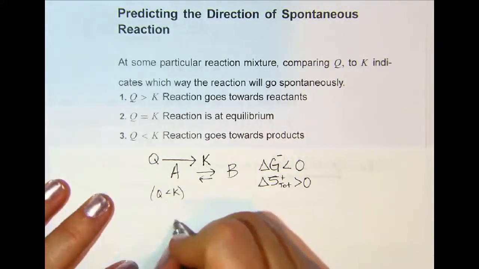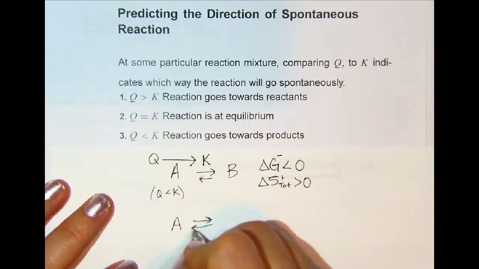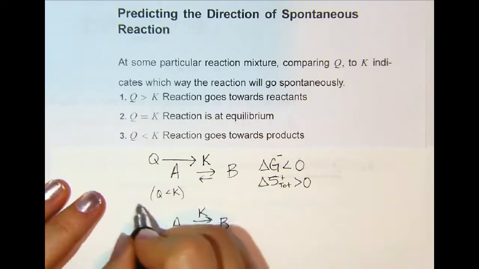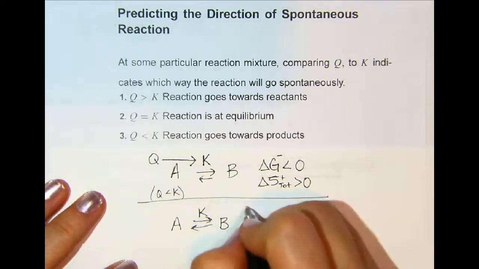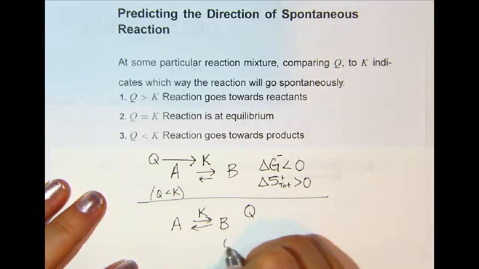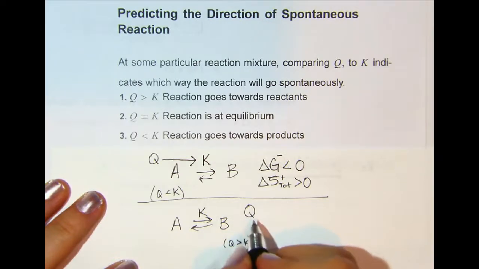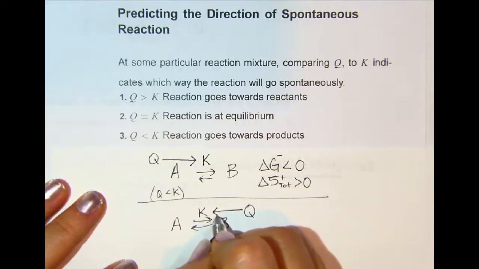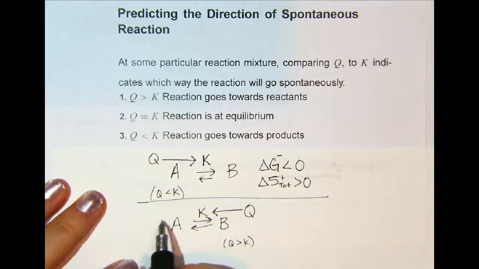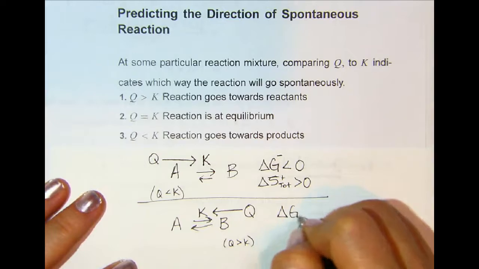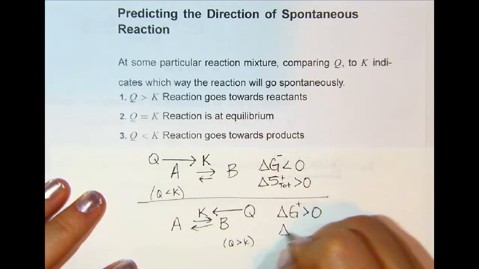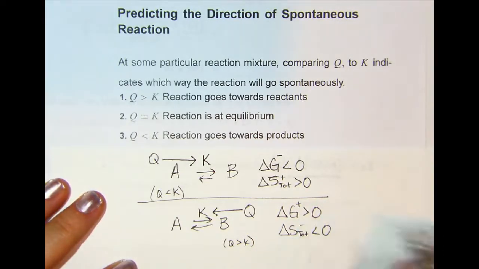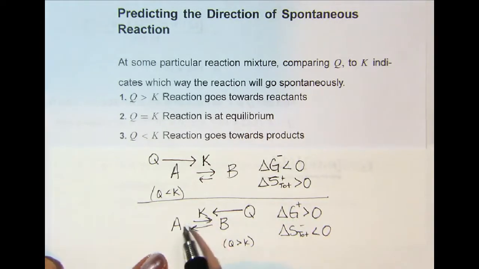If you have a reaction A goes to B, here's K at equilibrium, and if Q is greater than K, so there's more Q than there is K, then we want to get to equilibrium. So Q is going to move toward equilibrium, and this means we're going to move in reverse. It's going to spontaneously move towards reactants. In this case, delta G is a positive value, and delta S total is a negative value. So this is for any reaction spontaneously moving in reverse.